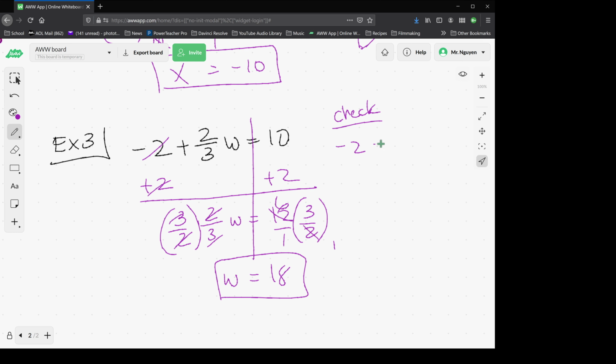So we have -2 plus 2/3 times 18 is equal to 10. Is that true? Well, order of operations says that we have to multiply first. So this becomes 1, this becomes 6. So we have -2 plus 2 times 6 gives us 12 is equal to 10. What's -2 plus 12? 10. Checks out. So this is your introduction to a two-step equation.